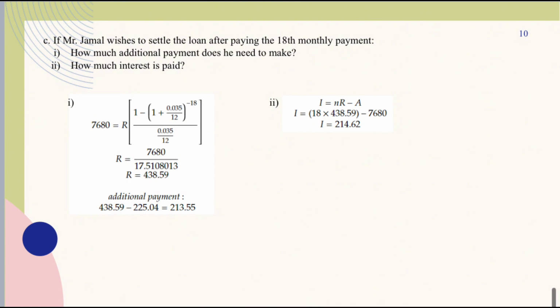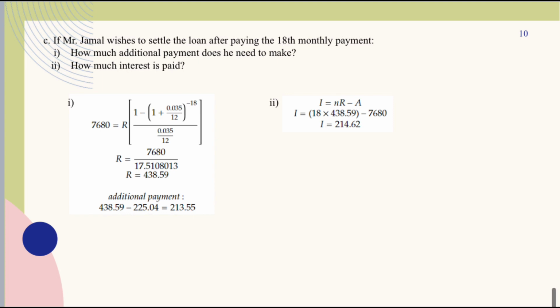For question C, how much additional payment does he need to make? So we will be using the same formula, that is present value. Just the n, we will be changing it to 18, and then you can solve everything in the bracket. You will get 17.51080013. We will bring that amount to the left side. So then we will get R equals 7,680 over 17.51080013.